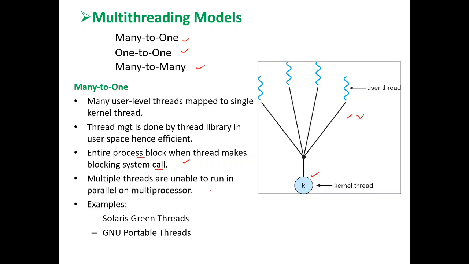Another disadvantage is that multiple threads are unable to run in parallel on a multiprocessor, since we have a single kernel thread running at a time. Some examples of many-to-one models are Solaris Green Threads and GNU Portable Threads.